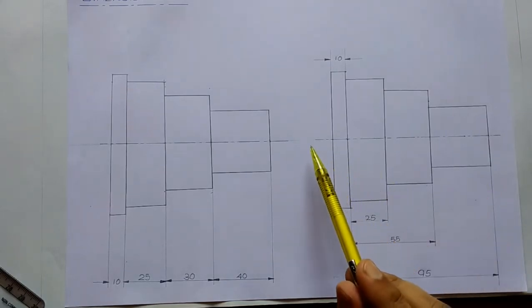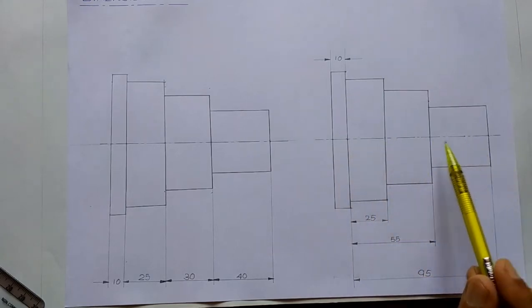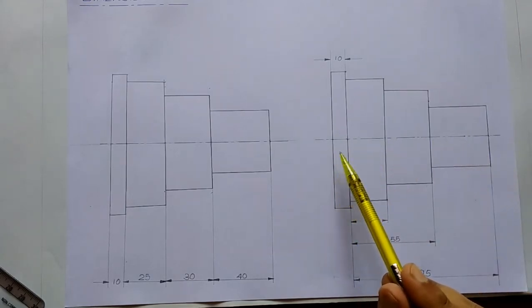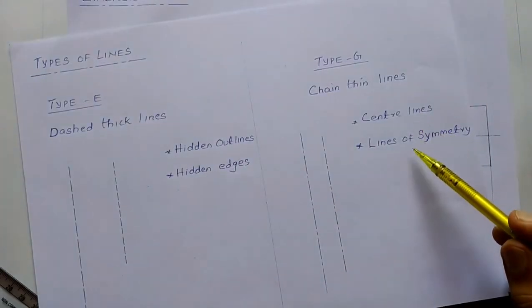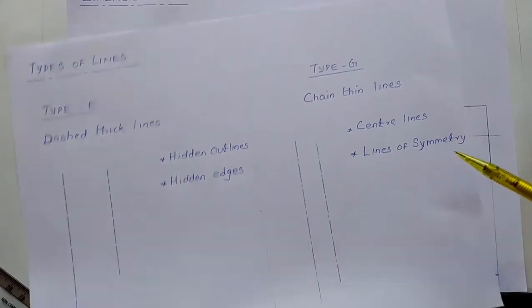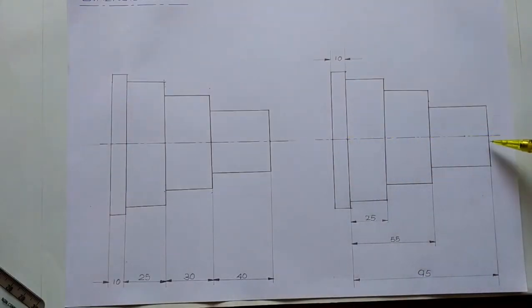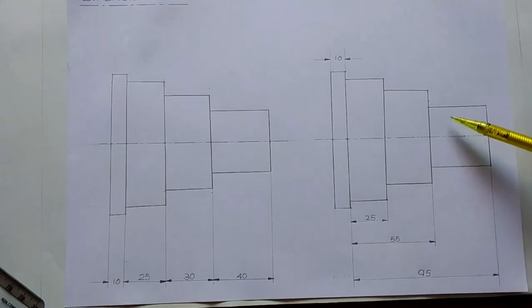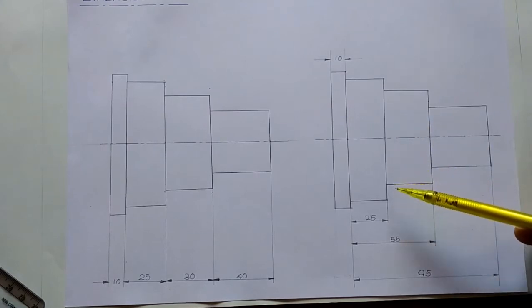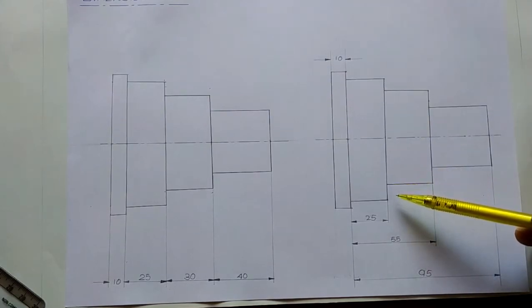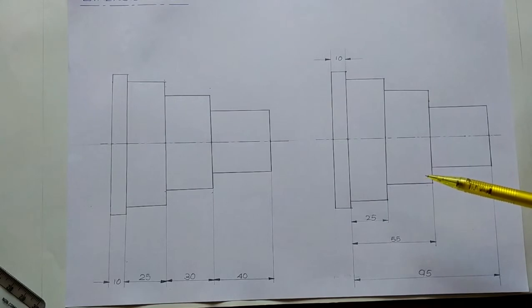In this diagram you can also see a chain line here. So what is the purpose of a chain thin line? It is used for drawing center lines and lines of symmetry. This is actually the center line of this diagram, or else you can call it a line of symmetry. What do you mean by a line of symmetry? It means that towards the top side and towards the bottom side of this chain line, this diagram is symmetrical. That is the purpose of a chain thin line.